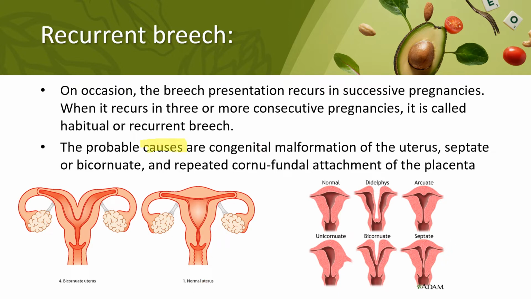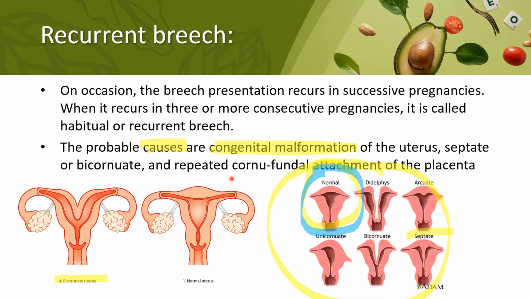The main cause is congenital malformation of the uterus. I already told you, that is a bicornuate uterus or septate uterus. All of these are congenital malformations of the uterus, except this one, which is a normal uterus. Compared to this, all the others are malformed: bicornuate uterus, septate uterus, unicornuate, whatever. It depends upon the mother's congenital anomaly. The mothers always have this breech presentation.